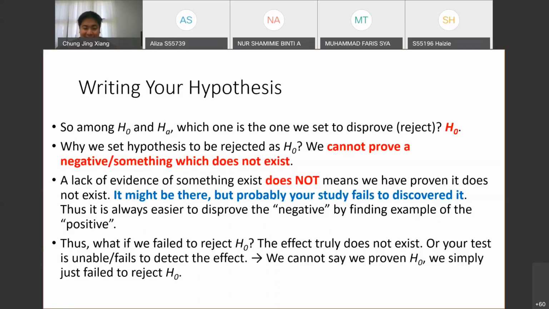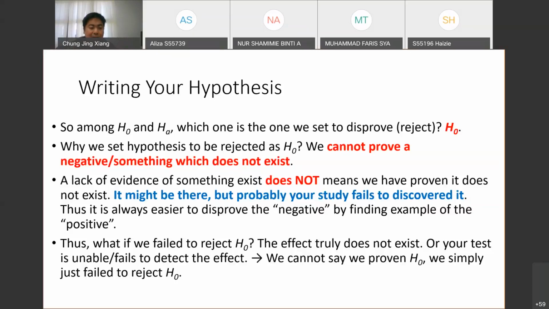It might happen that when we conclude something no longer exists, like the animal is already extinct, it might just be that our study failed to discover it. Maybe our study failed to cover all the ground of our field. So it might be a weakness of our study that resulted in us thinking that something does not exist. Always remember this: a lack of evidence of something does not mean it is really not existing.